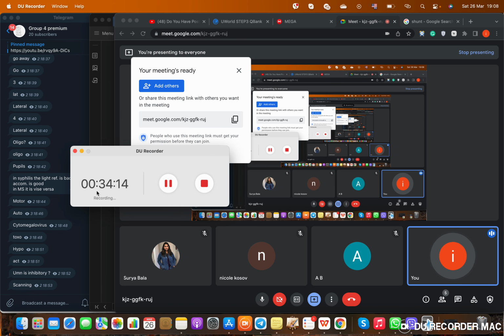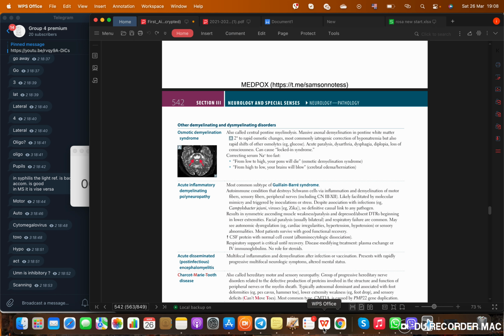Okay, guys, so let's continue. Now we are going to continue with the demyelinating syndromes. So the first demyelinating syndrome is an osmotic demyelinating syndrome, and it goes something like this. Osmotic demyelination happens mostly secondary to a rapid correction of sodium disbalance. What does that even mean?